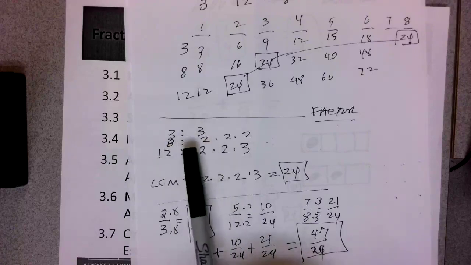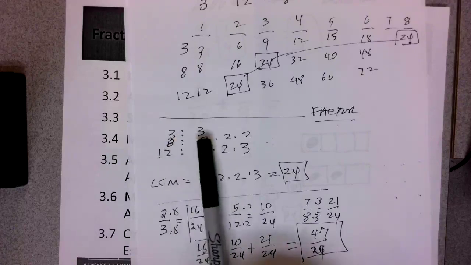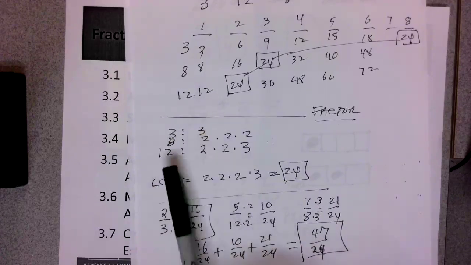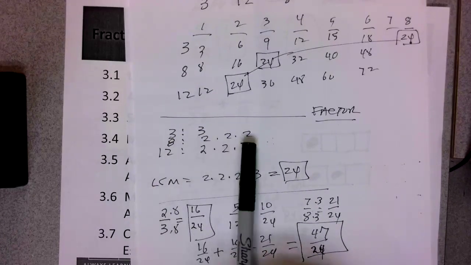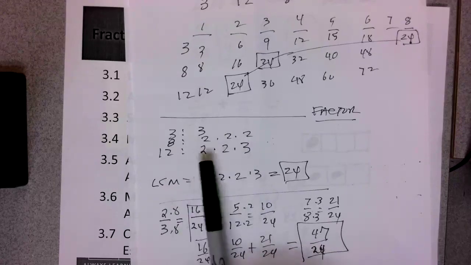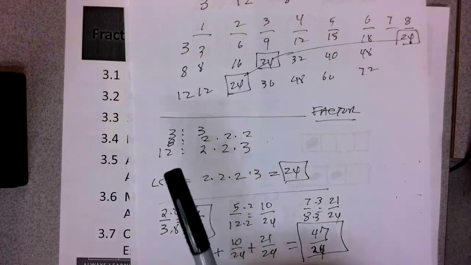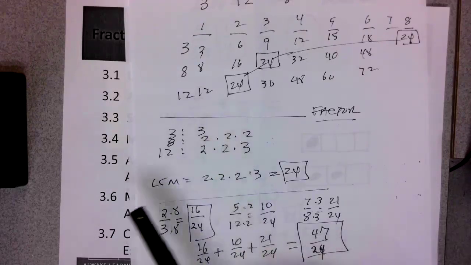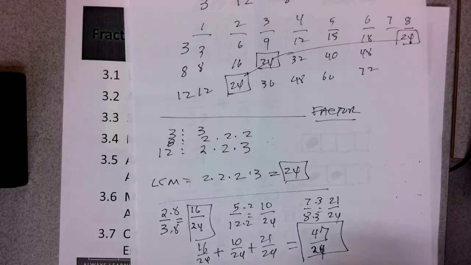How does that work? You factor each of your denominator values into prime numbers. 3 is a prime number. 8 is 2 times 2 times 2. 12 is 2 times 2 times 3. So these are all prime number factors. Then, and this is the sequence, and there's a slide that describes this in the PowerPoint slides in Math Excel.